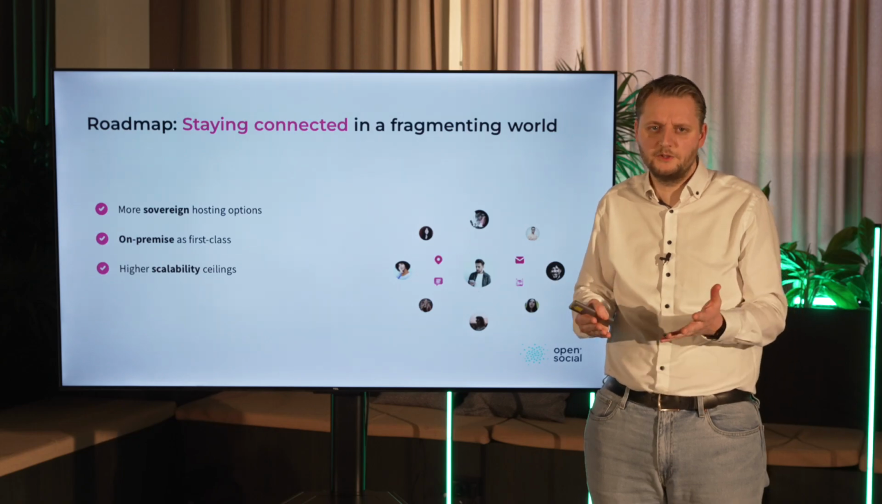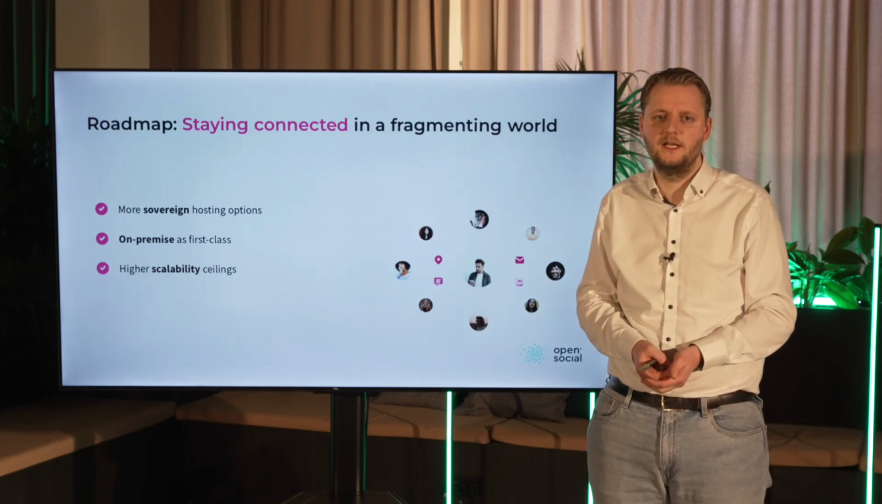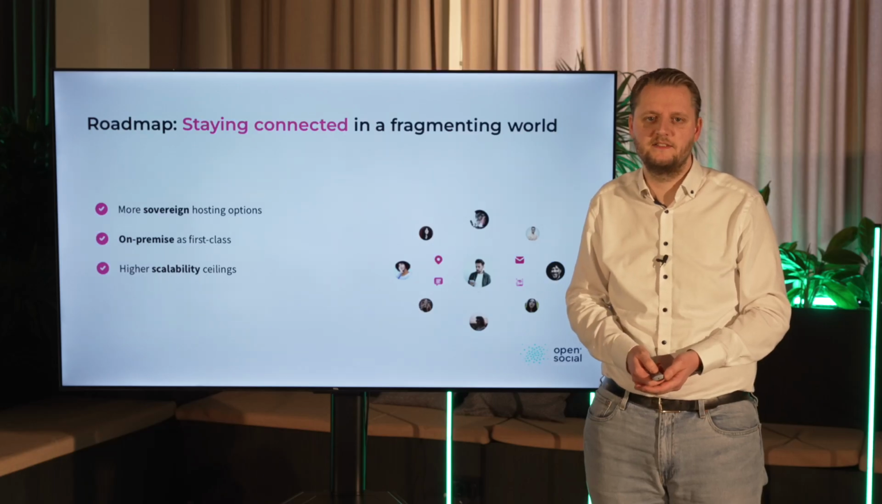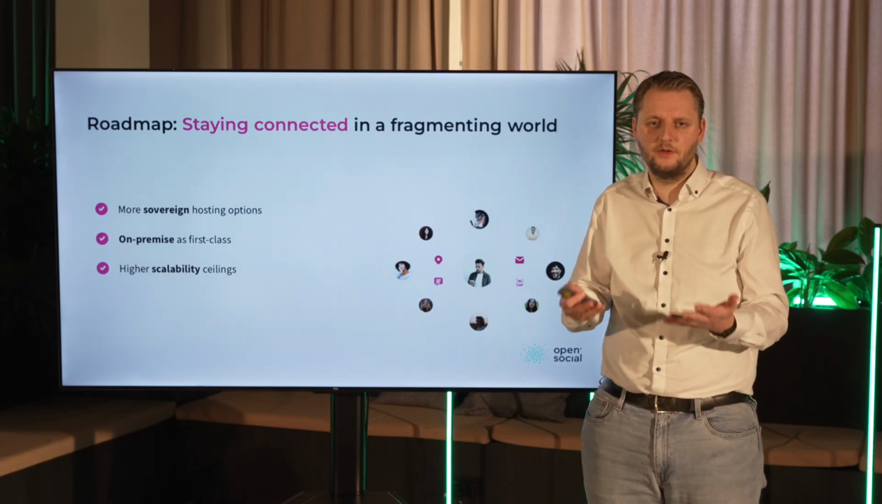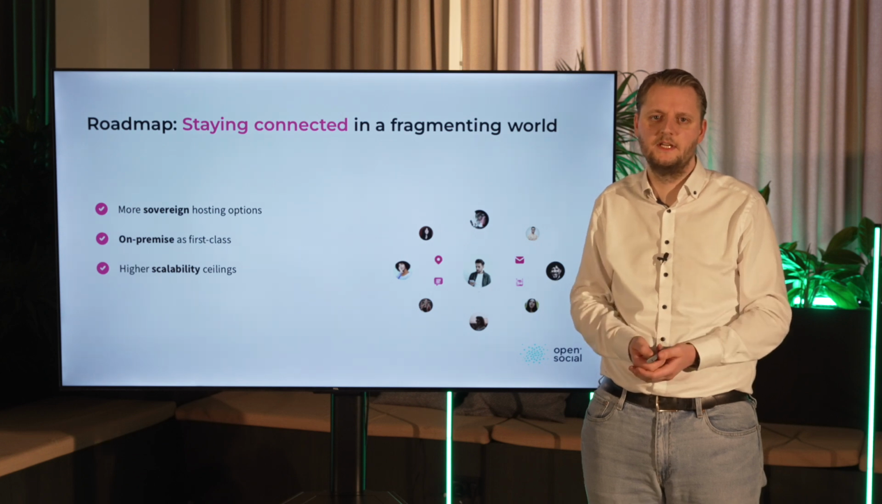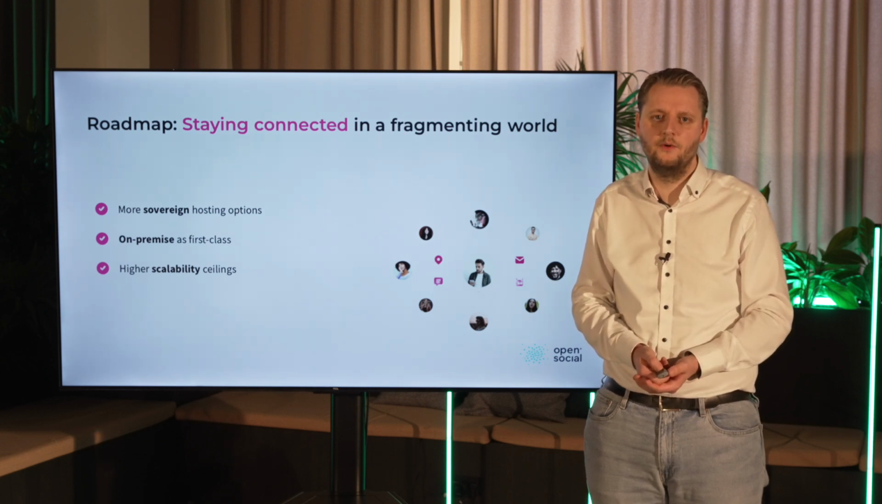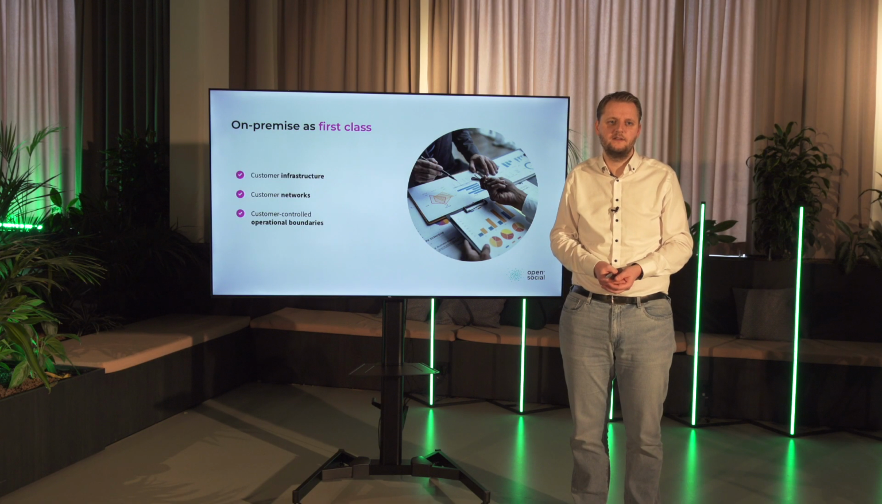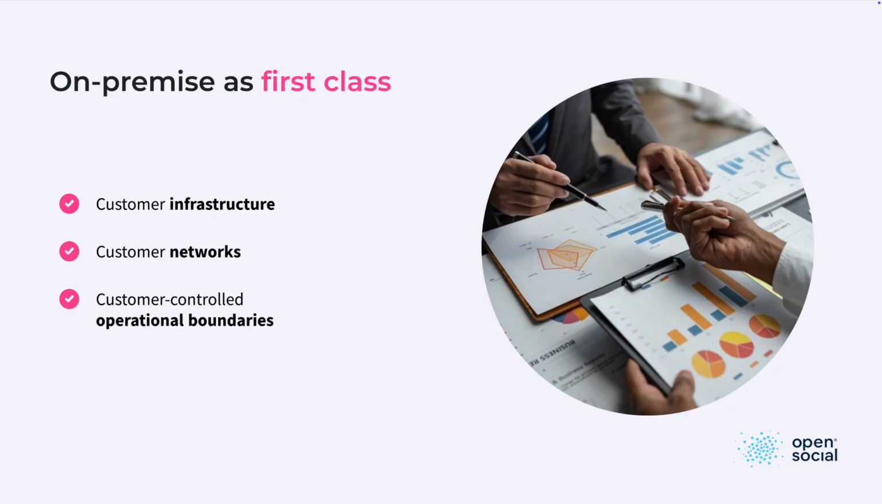Next to that, on-premise, that is something that you just saw, we are already able to do that, but we want to give the team better tooling to make sure that we can support you better in that sense. And finally, it's about, of course, higher scalability ceilings, making sure that even with high load, public-facing communities are able to perform at scale. So on-premise as first class, like we just talked about, it's about customer infrastructure, customer networks, and customer-controlled operational boundaries and collaboration with us.